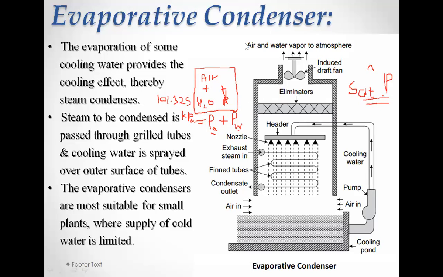So we'll see that the evaporation of some cooling water provides a cooling effect, thereby condensing the steam. See here, there is this water which is coming from the cooling pond, and it is sprinkled with the help of this nozzle. So it is sprinkled on these tubes. Now these tubes carry the steam. Steam enters from this inlet, and there is an outlet for the steam. As the steam flows, it rejects its heat to the sprinkled water. It gets converted into condensate water, and this condensate water is collected at the outlet.